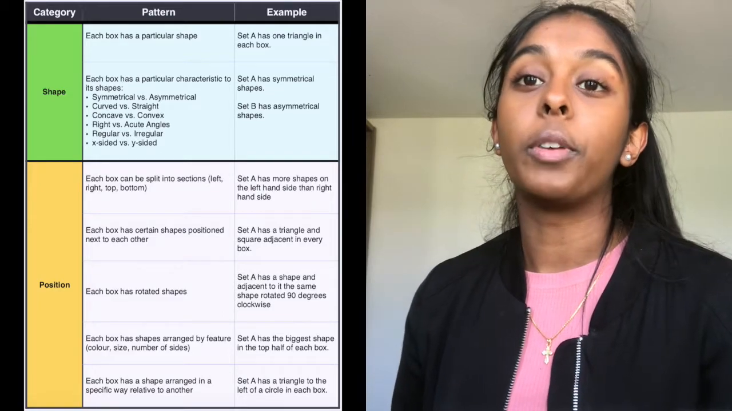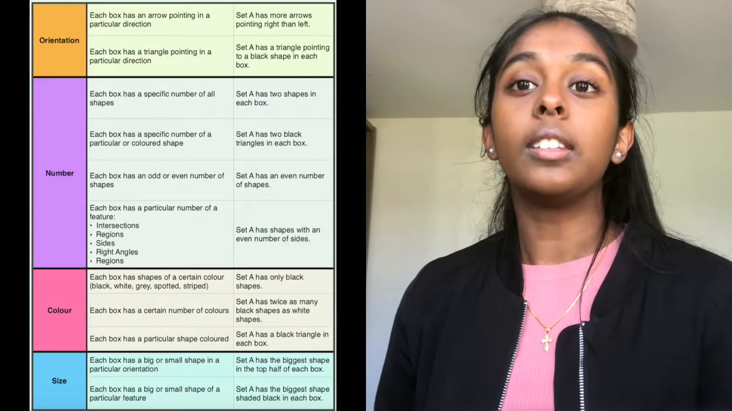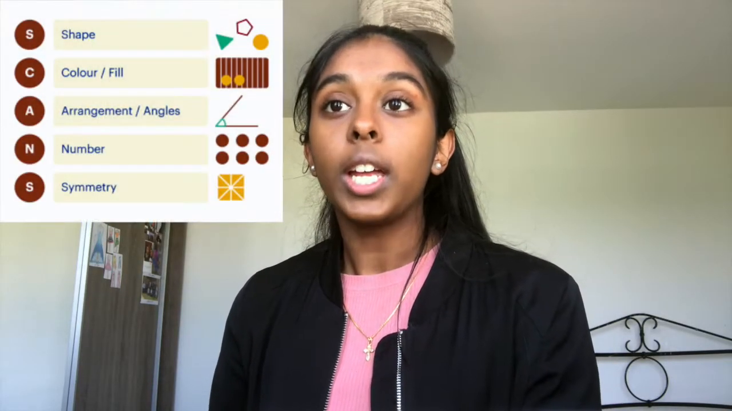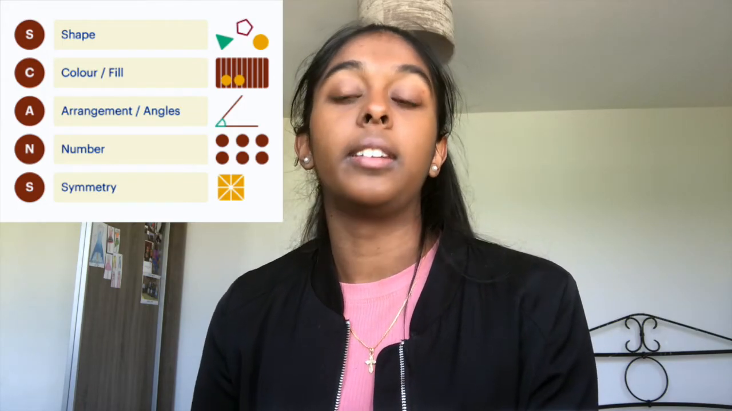My third tip for AR is to use the mnemonic SCAN that a lot of people do use, and write it down in the 1 minute before the section starts. This is just a memory jogger to help you look for certain things in the shape. So SCAN stands for shape, colour, arrangement, number and symmetry.